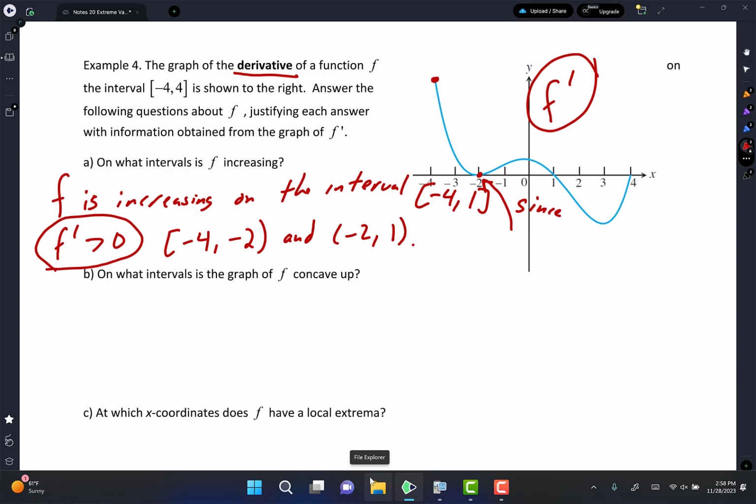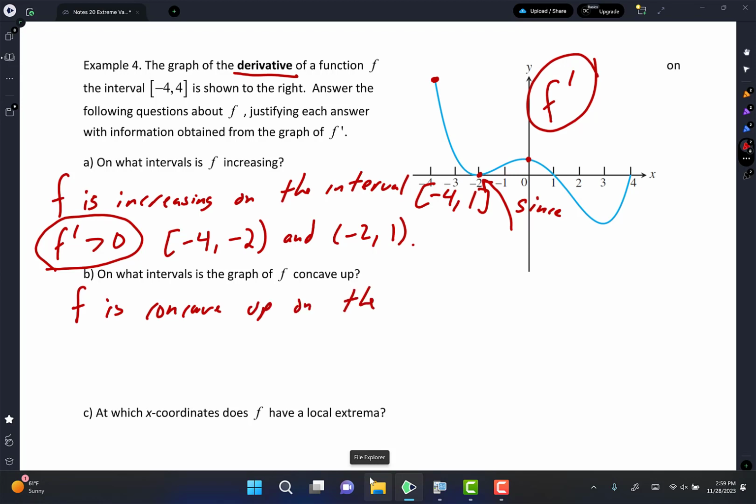On what intervals is the graph of f concave up? They want f. Where is f concave up? I don't know how f looks, but can I figure it out by looking at f prime? Where is f concave up? Where f prime is increasing. Where is f prime increasing? -2 to 0. Yeah, it's a little off, but -2 to 0. Where else? And 3 to 4. So you're going to write f is concave up on the interval.